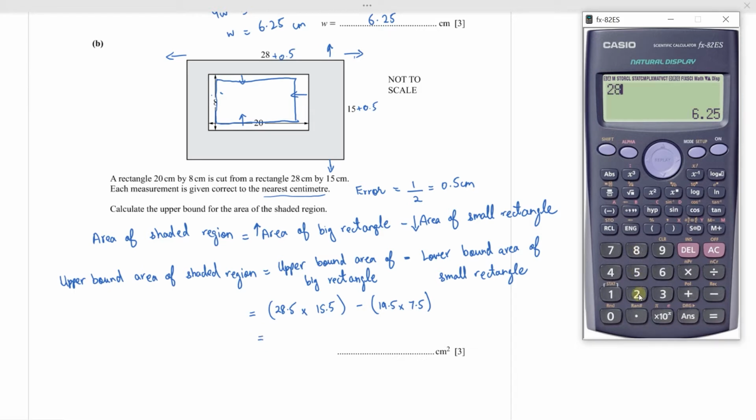So let's calculate this. 28.5 into 15.5 is 441.75, minus 19.5 into 7.5, which is 146.25. So 441.75 minus 146.25, so this is 295.5 centimeter square, the upper bound area of the shaded region.